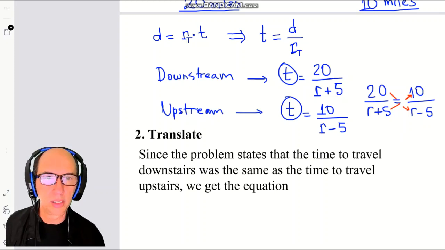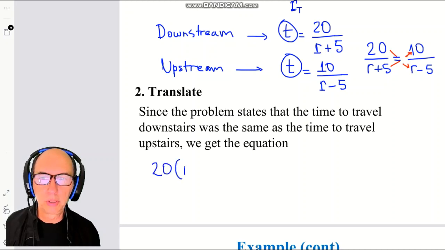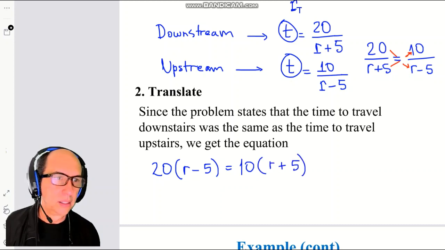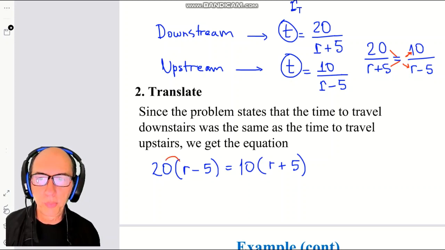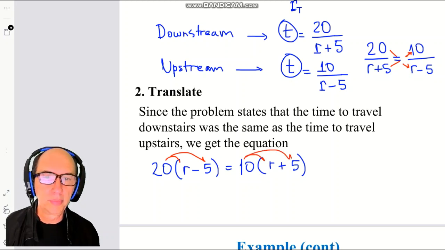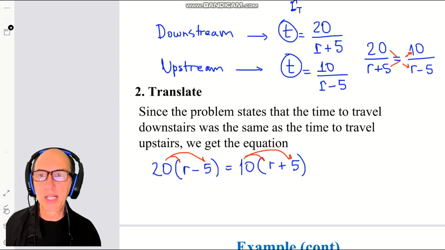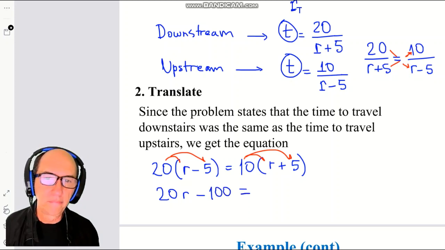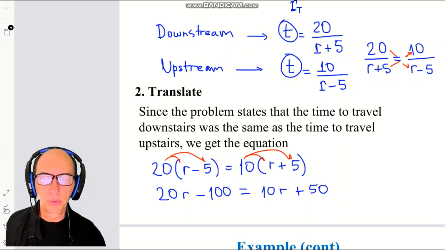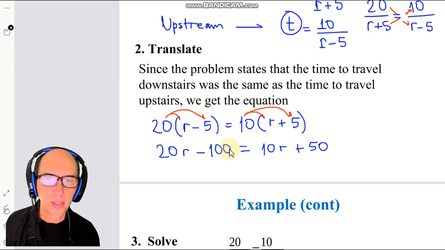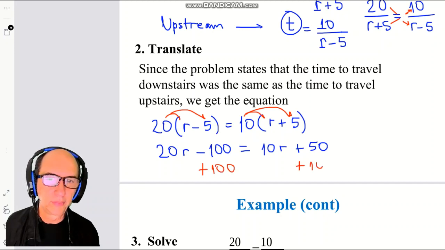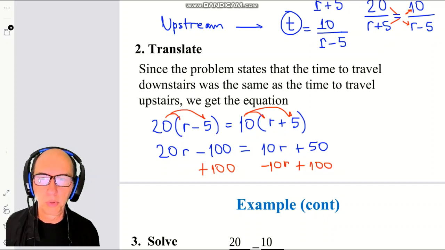Let's write down here the cross multiplication. 20 times R minus 5 equals 10 times R plus 5. Apply distributive property. Now we have the equation, the equation that translates the problem, and we can solve using the steps, right? Apply distributive property. Check if you need to combine like terms. We don't have anything to combine. So apply addition property of equality. So let's add 100 on both sides and subtract 10R on both sides.